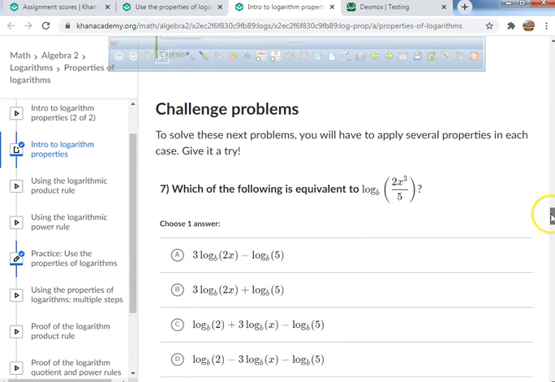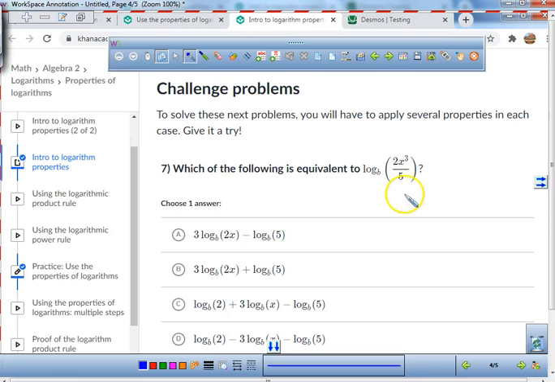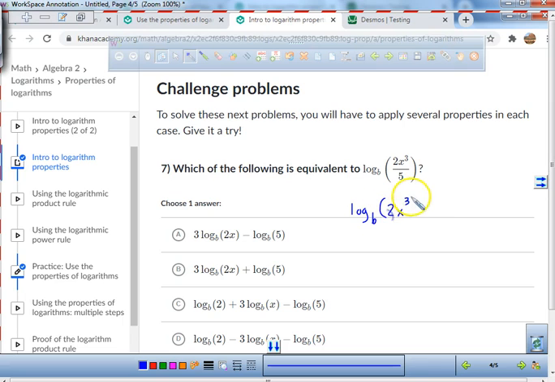Ooh, let's do a challenge problem. All right. How about this? We'll go ahead and we'll do this challenge problem, and we'll see how we do. Okay. So first thing I'm going to do is I'm going to use the quotient property. So I'm going to write log base b of 2x to the power of 3 like that. I'm going to put minus log base b of 5. Then I'm going to use the power property. I'm going to move it down in front. I'm going to put 3 log.